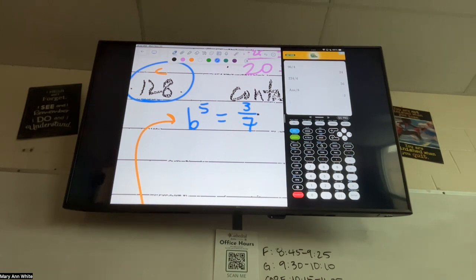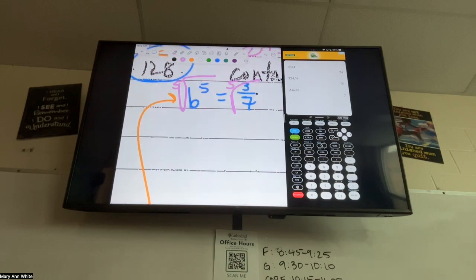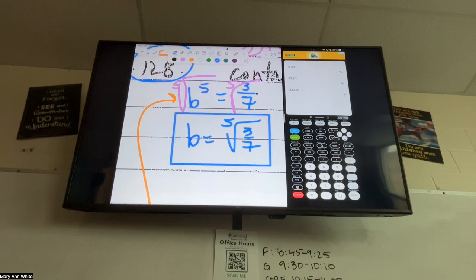Again, I would prefer this not to be a fraction, so when we start to solve and we fifth root both sides in order to get rid of b to the 5th, that's actually simple because I'm just gonna leave it as 3/7 under that 5th root. I want b equals the 5th root of 3 over 7. That's my b.